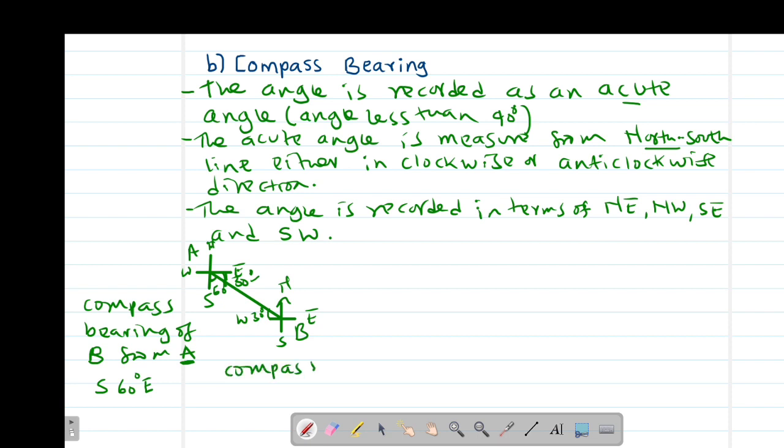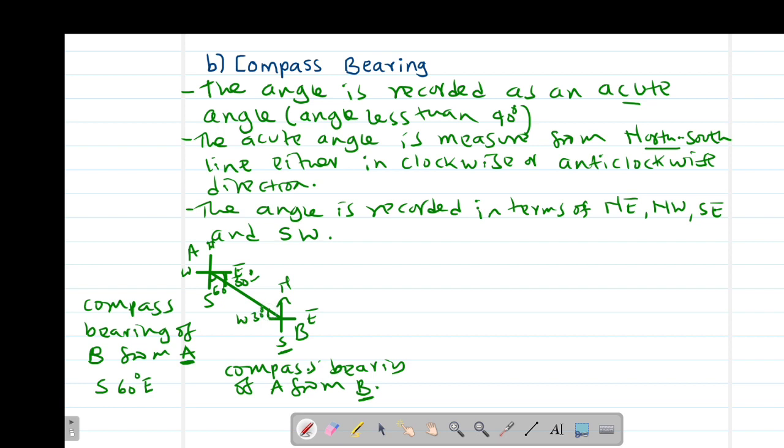Now, suppose the question was to find the compass bearing of A from B. The compass bearing of A from B. This is what you will record. So you are going to measure the angle from the point B. So this is our point B. Then of course the line joining the two is here. So in short, the angle that you are supposed to record is the 30 degrees.